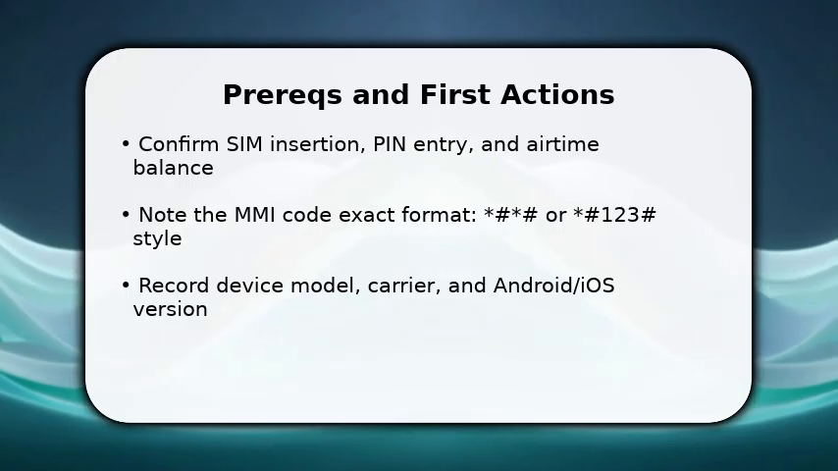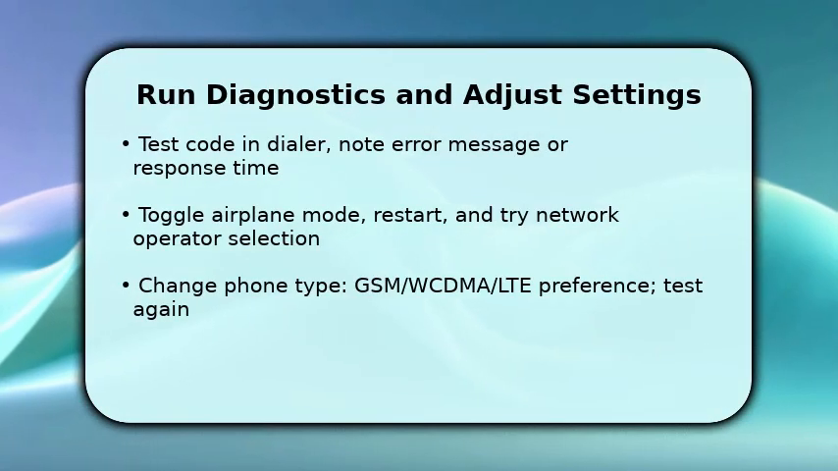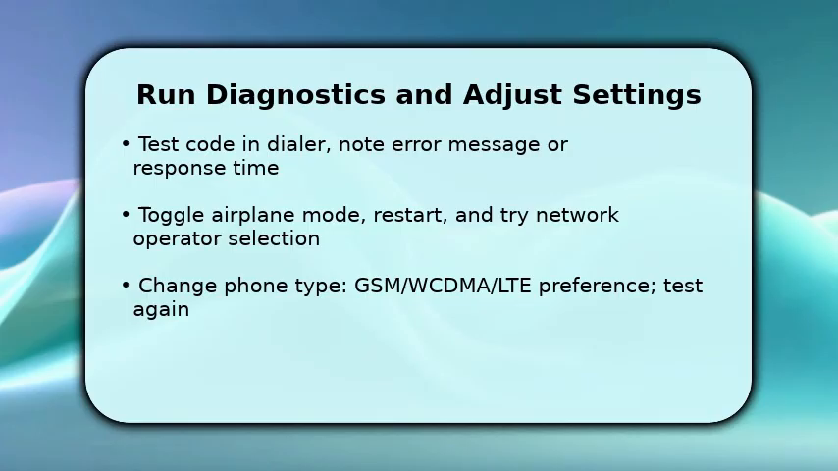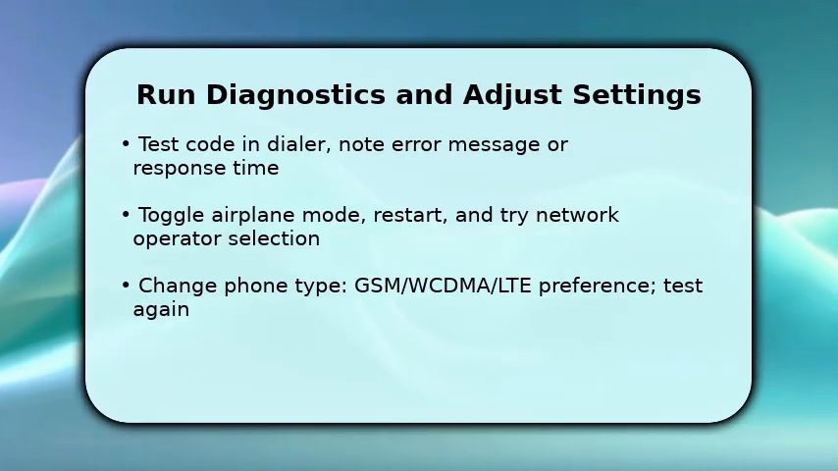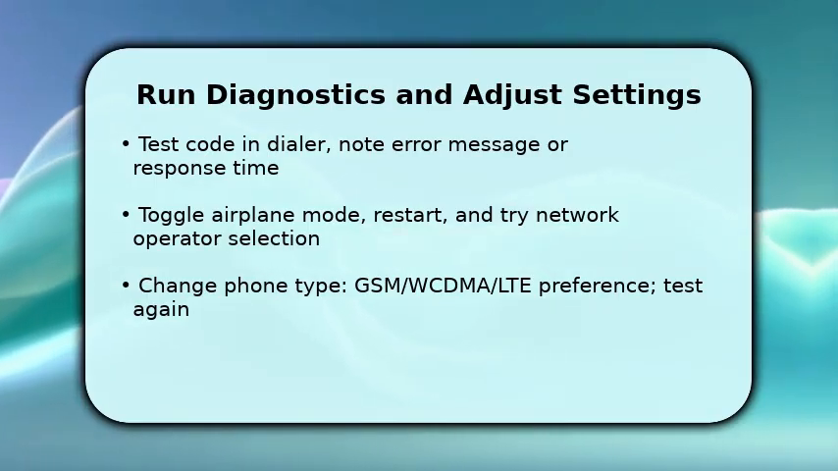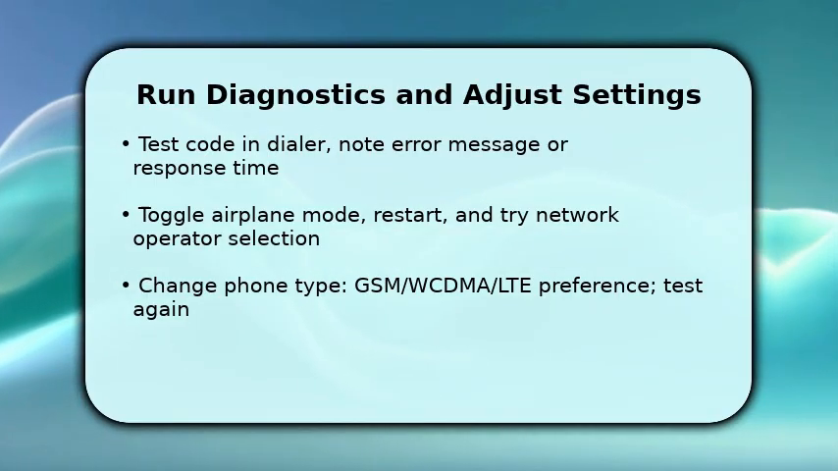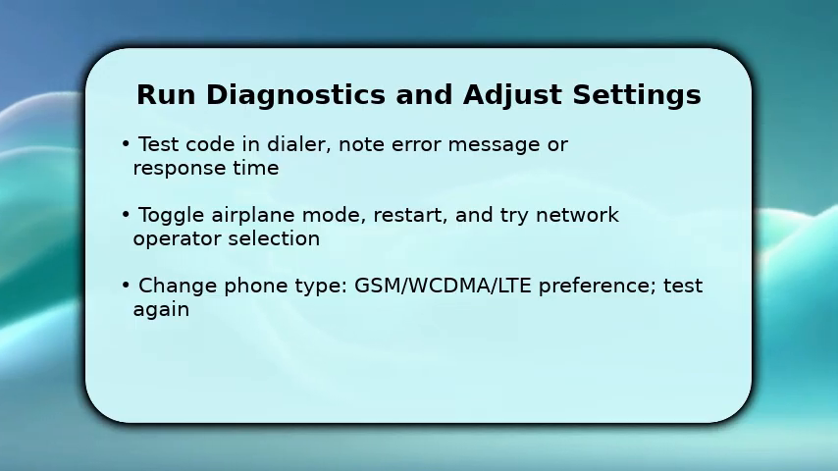Now you perform targeted diagnostics to isolate the cause. Dial the MMI code and read the precise error message; its content narrows root causes. If it fails, toggle airplane mode, then reconnect, because resetting radios often clears transient network glitches.